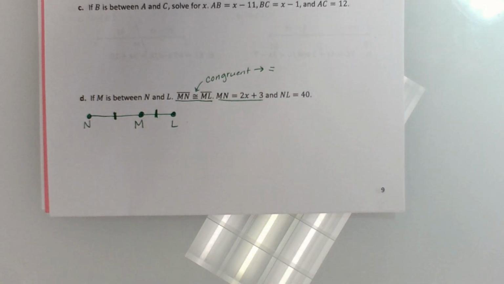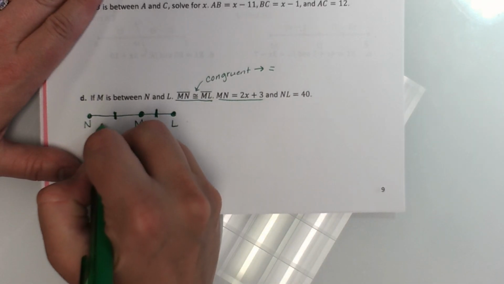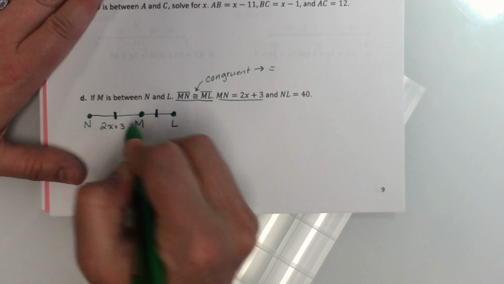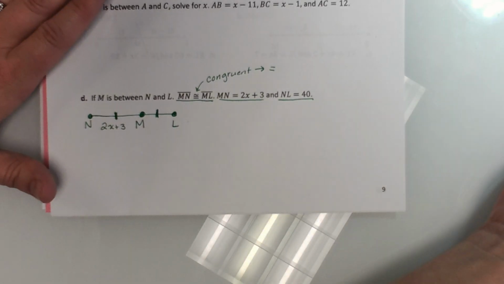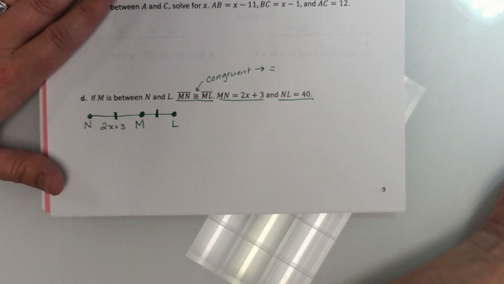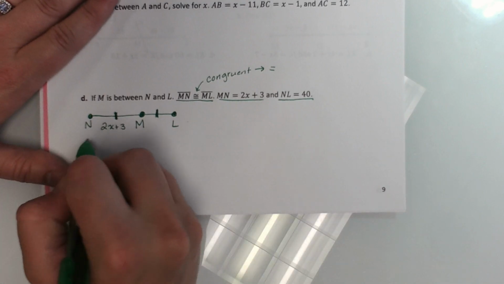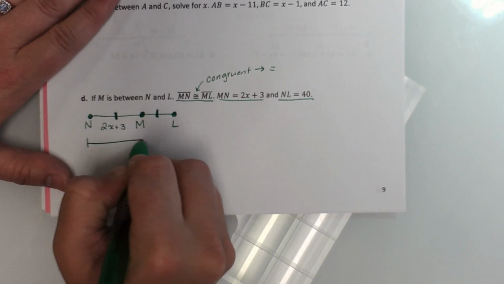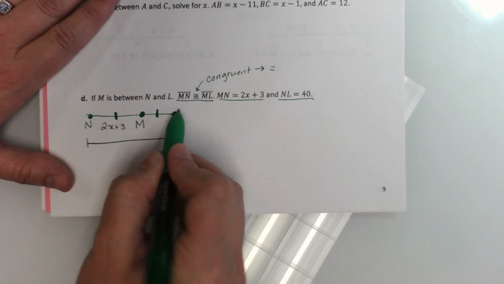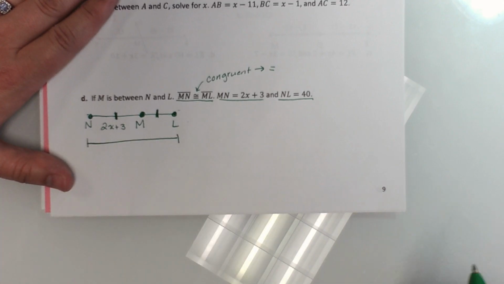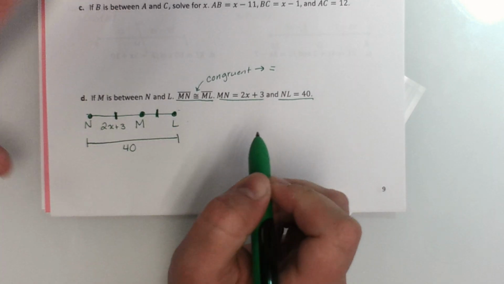MN is 2x plus 3. Is that a full length or is that a partial length? Specifically this partial. NL is 40. Is that a full length or a partial length? Full. NL, all the way across from N to L. It's 40.